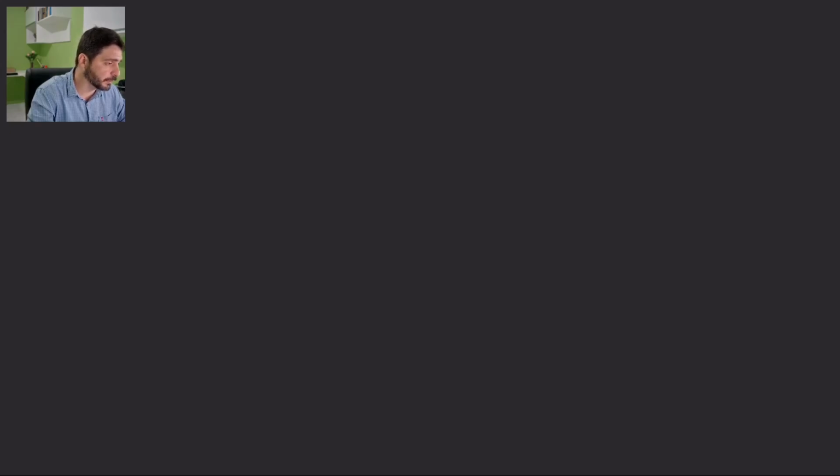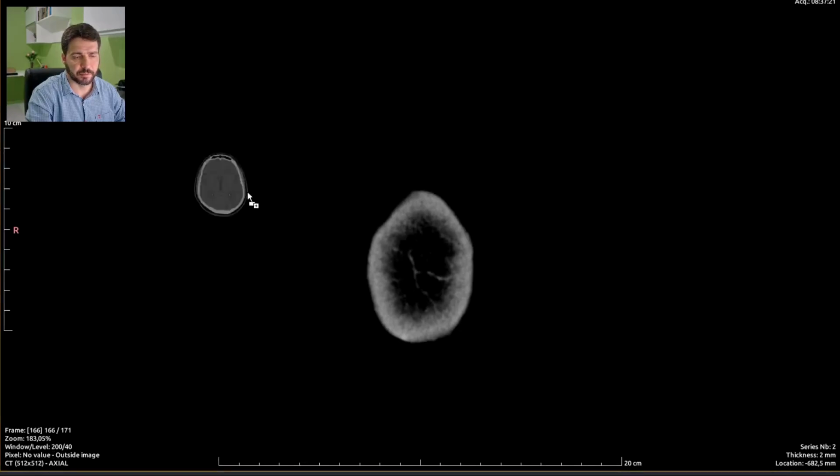He suffered head trauma 1 year ago. That's really odd. Head trauma 1 year ago. CT scan on the emergency. It says it's urgent. That's really odd. Let's load the images that have already arrived.